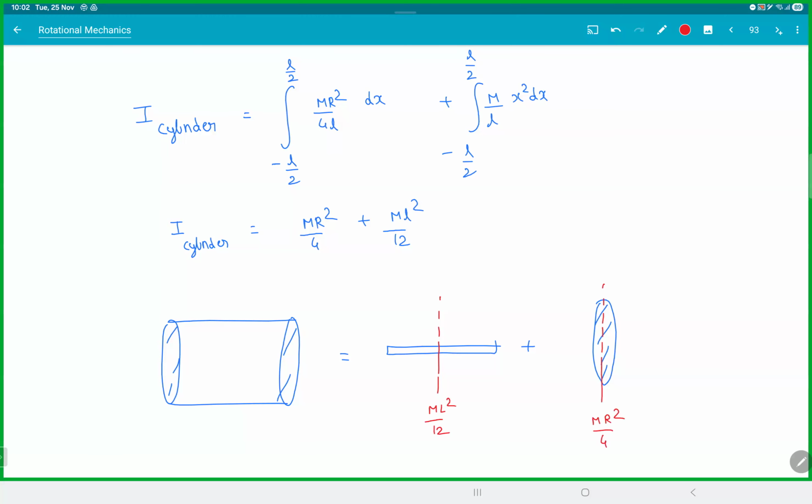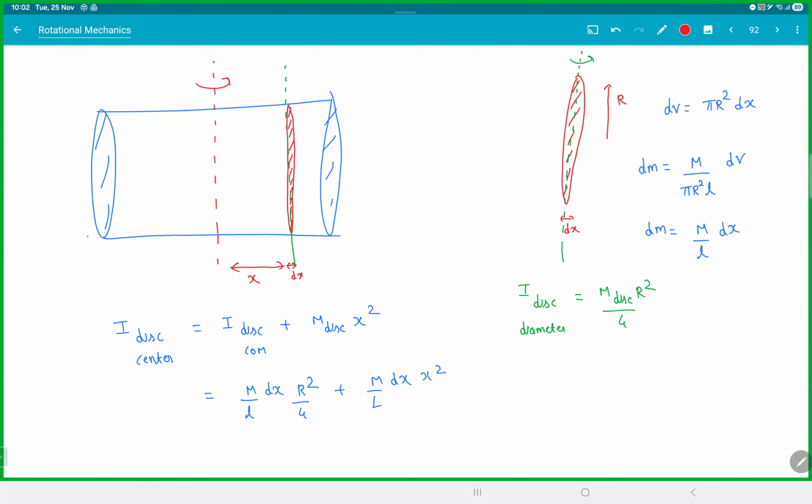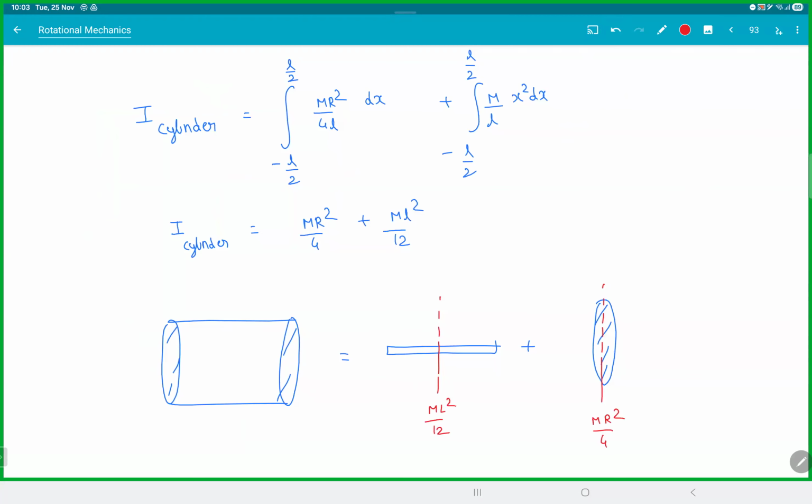Clear with this? Because the length x and the radius are perpendicular to each other, they're independent directions. You can do this. So generally, this will always work if you have two perpendicular directions. In this case, the disk is in the YZ plane and the rod is along the x axis, so they're perpendicular. You can always do that. You can compress them in the two perpendicular directions and finish it off.